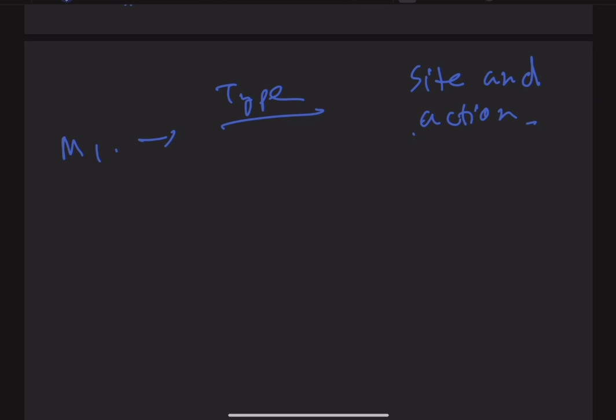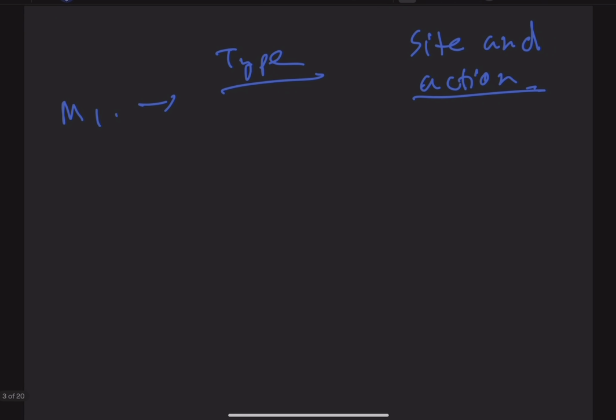First, let's talk about the muscarinic receptors. Here we have the M1 receptor. I'm going to talk about the type of these receptors, their sites and action. So, M1 receptor is a Gq type of receptor, and the site where they are located is autonomic ganglia.